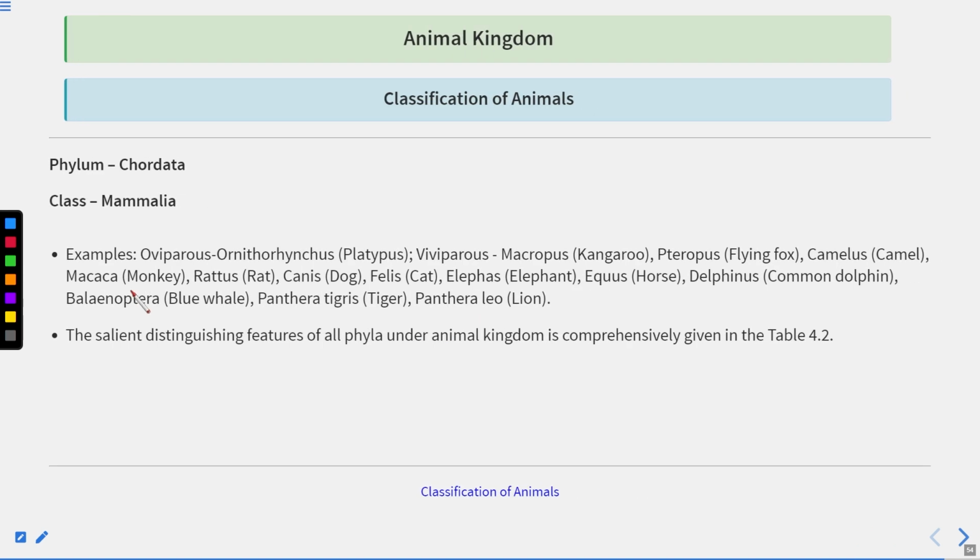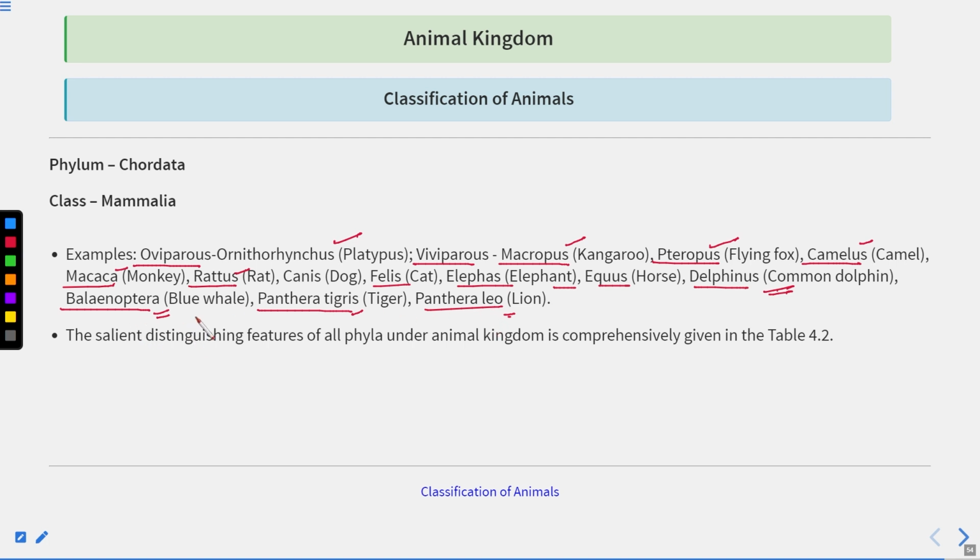So if we talk about the examples, then oviparous means they lay eggs: Ornithorhynchus, platypus. If we talk about the viviparous, then Macropus, that is kangaroo. Pteropus, that is flying fox. Camelus, camel. Macaca, that is monkey. Rattus, rat. Canis, dog. Felis, cat. Elephas, elephants. Equus, horse. Delphinus, that is the common dolphin, and Balaenoptera, blue whale, Panthera tigris, tiger, and Panthera leo, that is the lion.